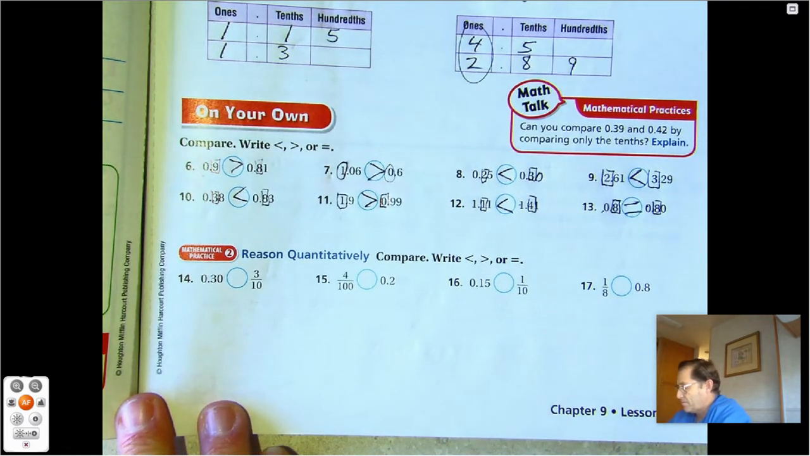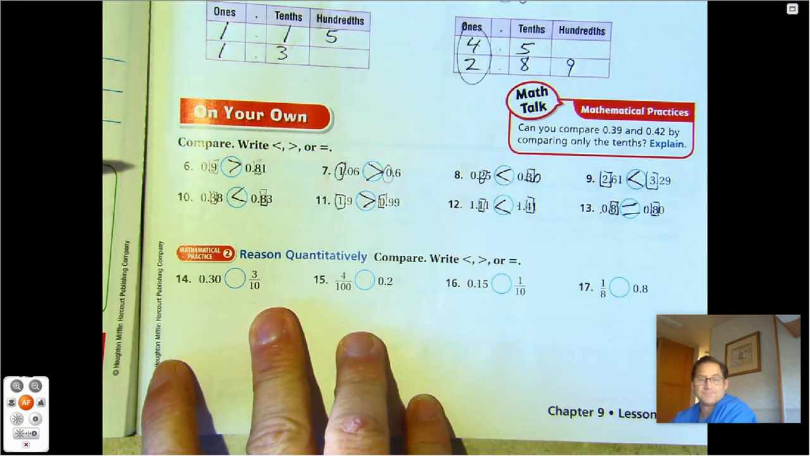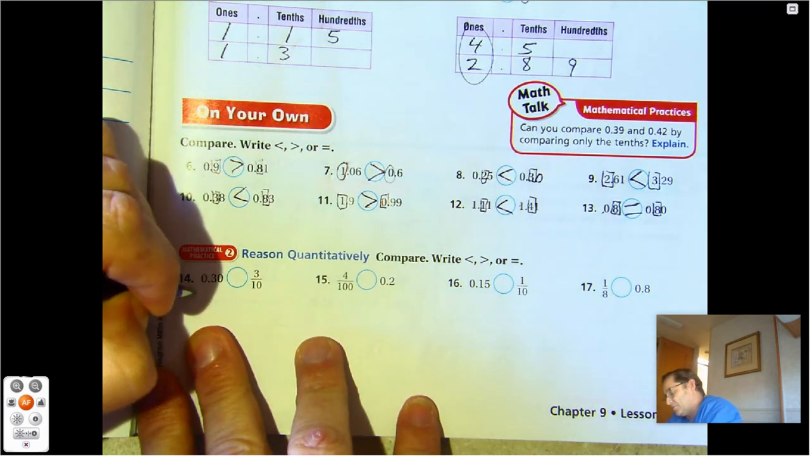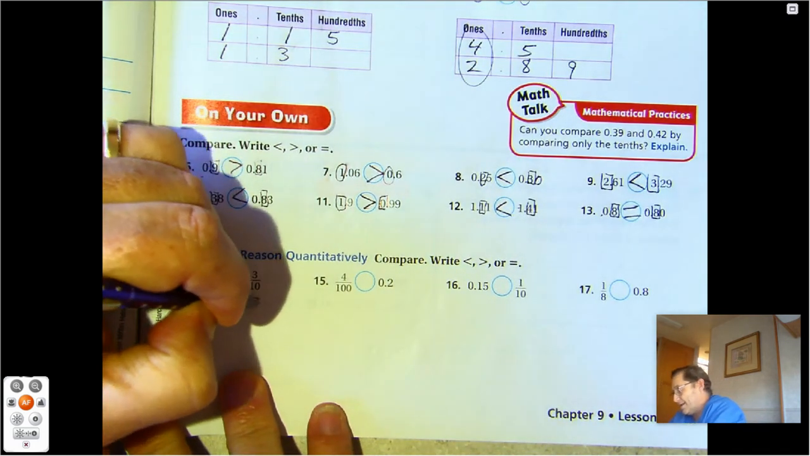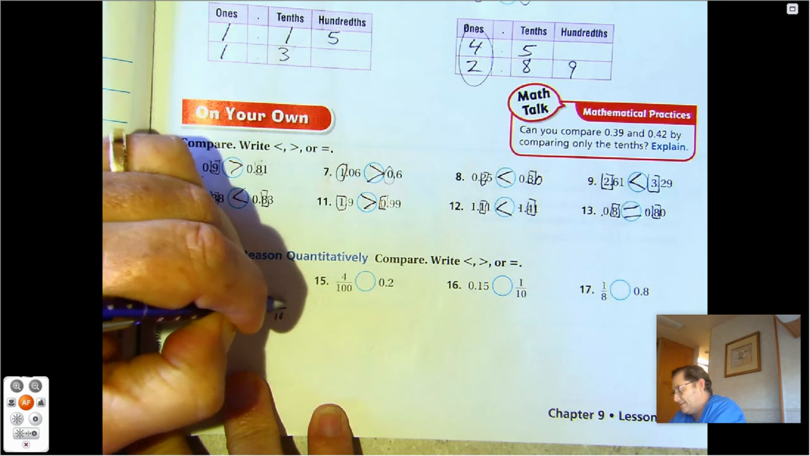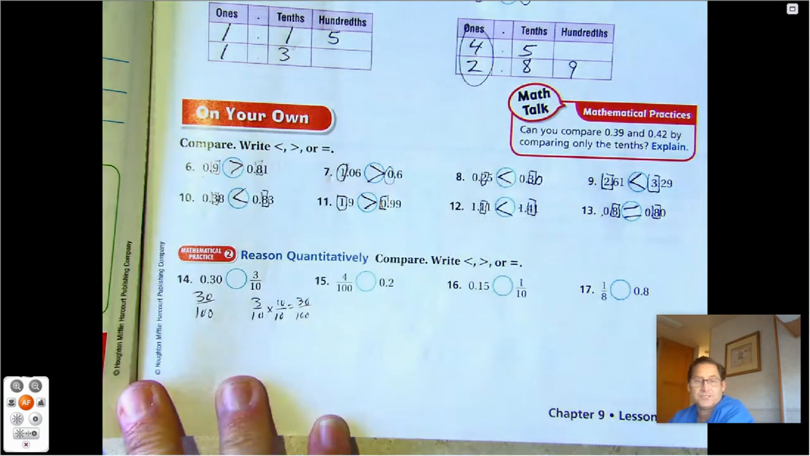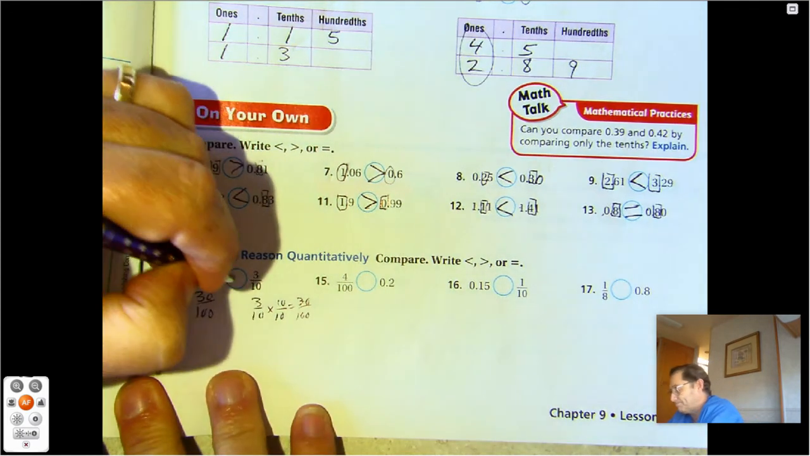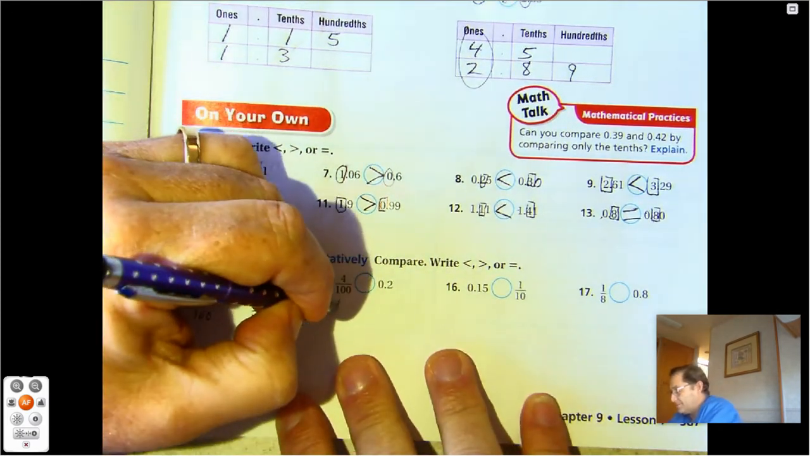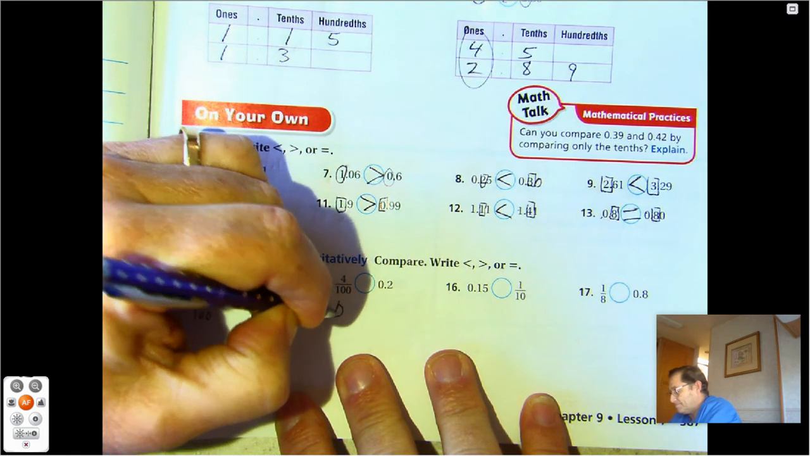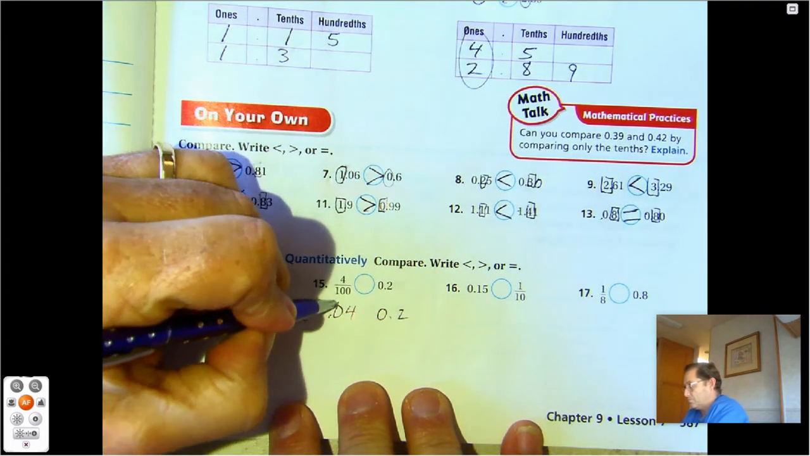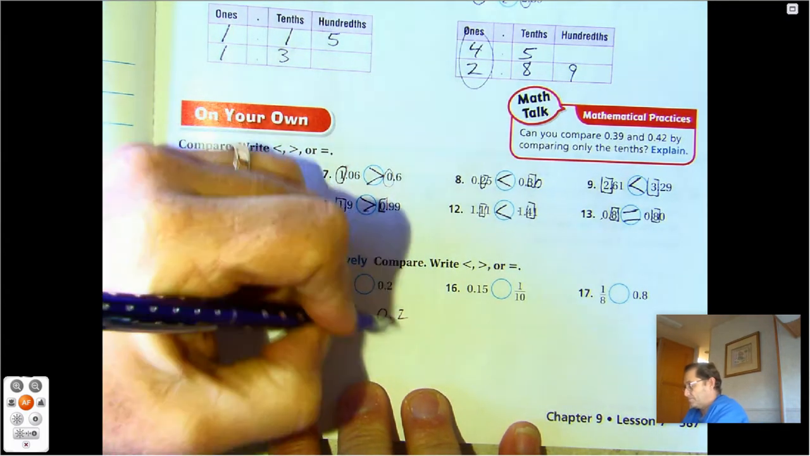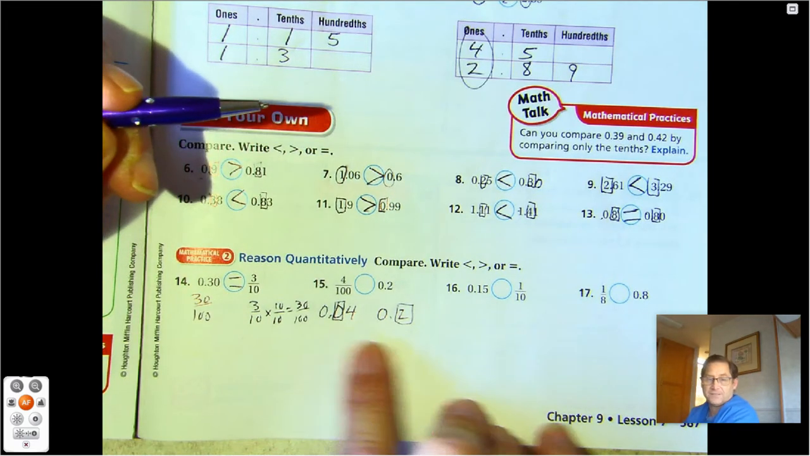Number 14. Compare writing less than, greater than, or equal. So 3 tenths compared to 30 hundredths. Well, can I turn 3 tenths into hundredths? Yes. I would get 30 hundredths. So those are equal. 4 hundredths compared to 2 tenths. 0 tenths, 2 tenths.